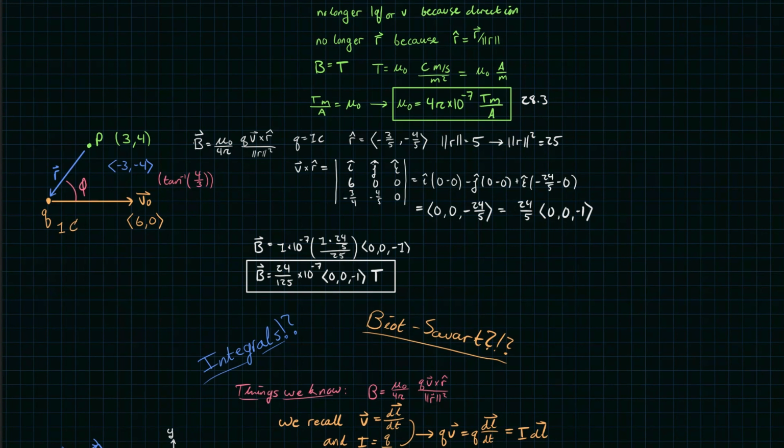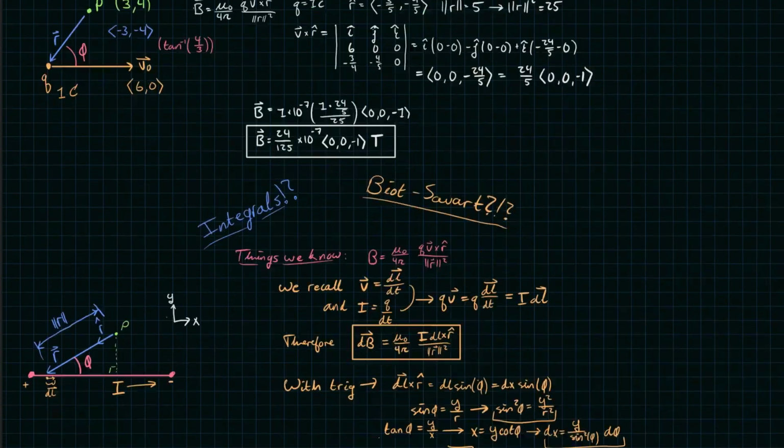So if we plug in all of our knowns now, we know our v cross r, we know our magnitude of r squared, we know our q. We also know mu naught over 4 pi. We can plug that in to get that little bit right there, which gives us our final answer of 24 over 125 times 10 to the negative 7th in the negative z direction, Tesla. Very cool.